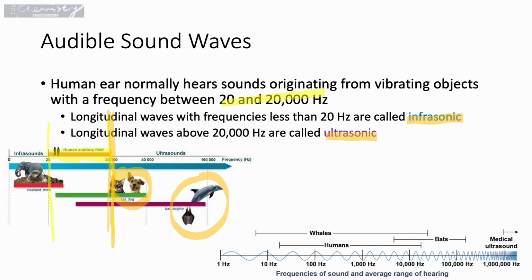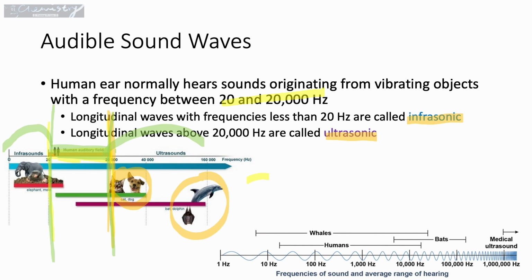So basically we are using humans as a divider. Anything that is below what humans can hear is infrasonic. Anything above is ultrasonic. Let's look at this frequency idea in terms of a wave, so that we can visualize it better.